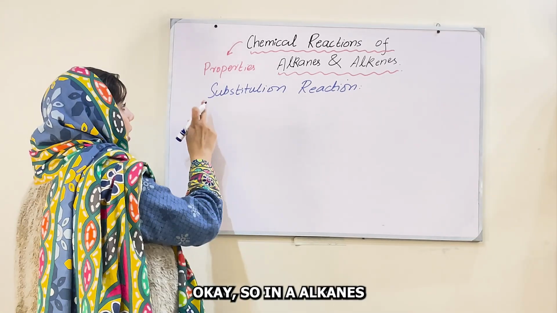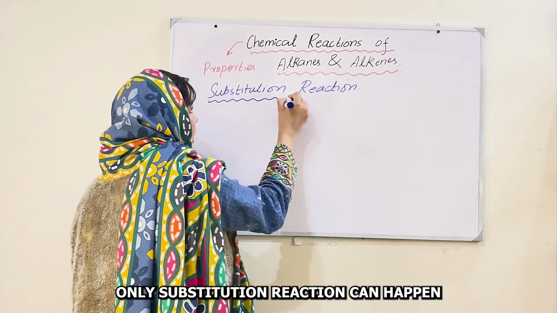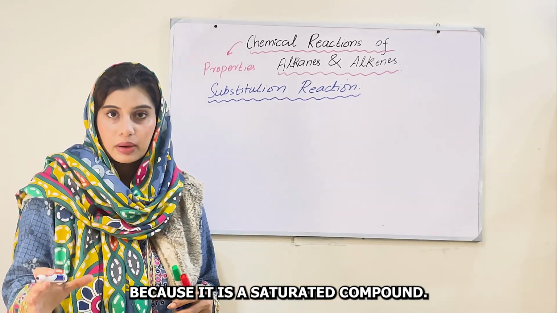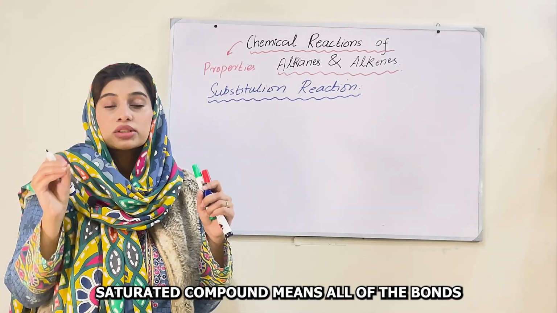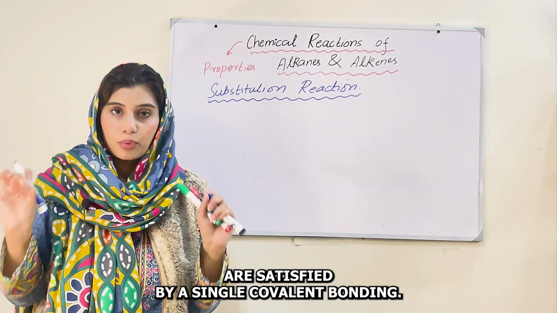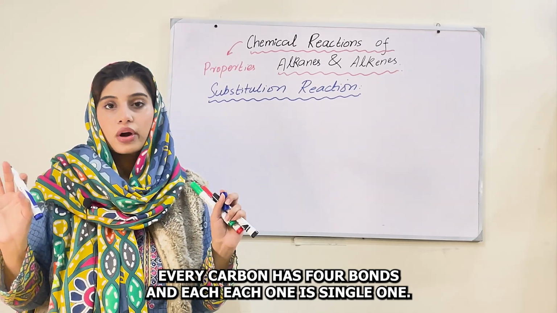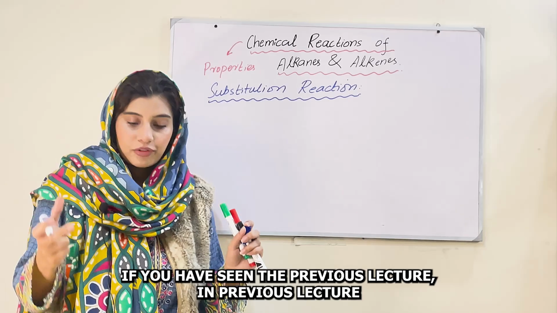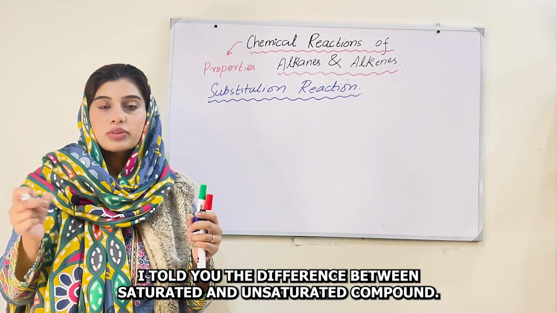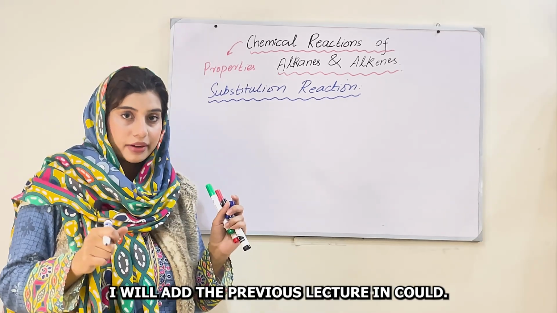So, in alkanes, only substitution reaction can happen because it is a saturated compound. Saturated compound means all of the bonds are satisfied by single covalent bonding. Every carbon has 4 bonds and each bond is a single covalent bond. If you have seen the previous lecture, I told you the difference between saturated and unsaturated compounds. I will add the previous lecture in the I icon.